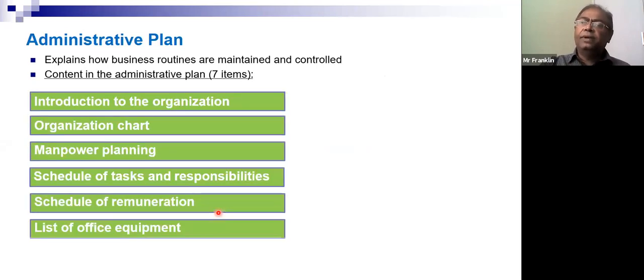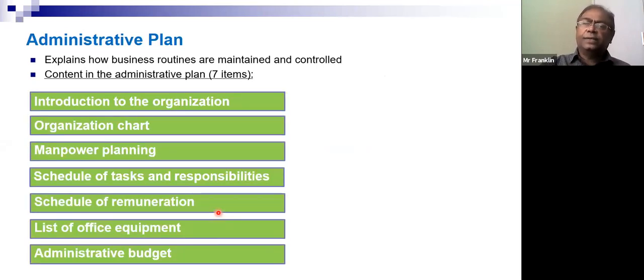Now, the administrative plan explains how routines are maintained and controlled. In a business plan, you are giving a projection of how your business is going to run. Remember, it's a blueprint, a guide. So in that, the administrative plan comes in. The administrative plan tells how the different sections of administration are going to be maintained, right? So there are 7 parts. Let's look at each of the 7 parts.